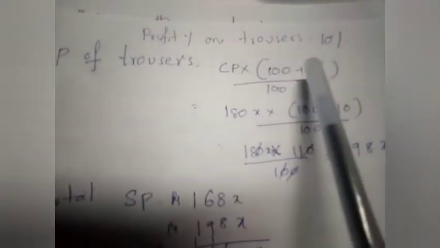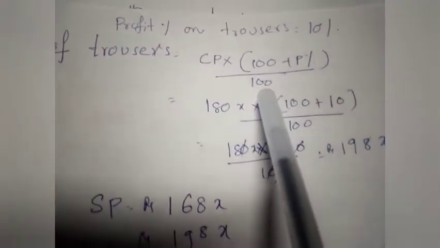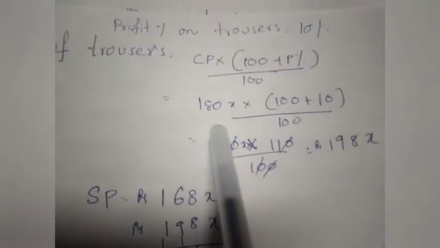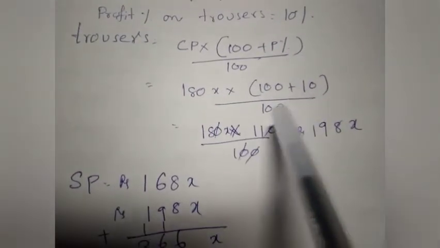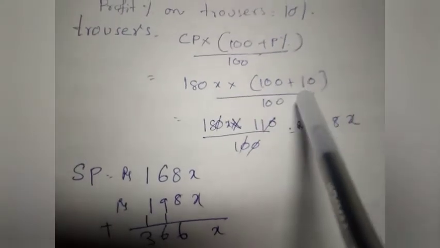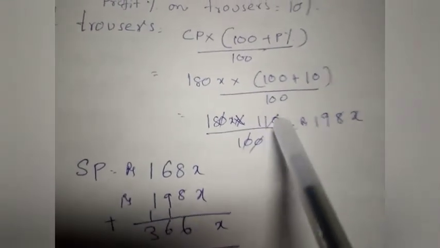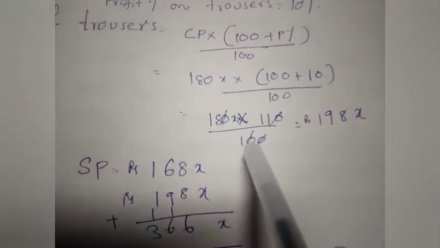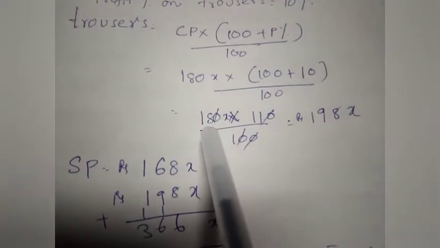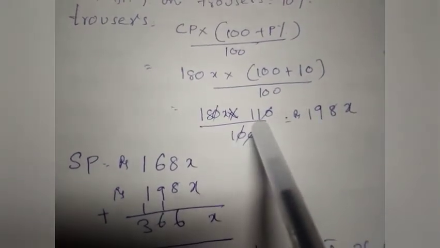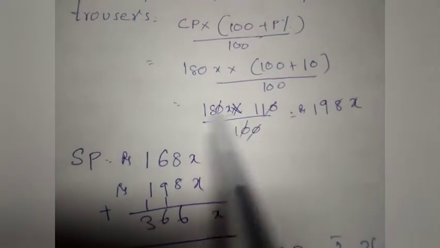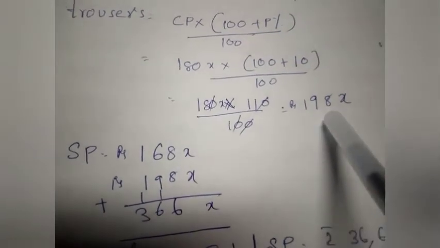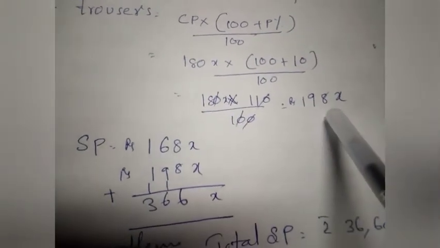Next, profit on trousers is equal to 10%. So SP of trousers is equal to CP into 100 plus profit percent by 100. CP of trousers is 180x into 100 plus 10 by 100. 100 plus 10 is equal to 110. So here 0 0, here 0 0. So 18x into 11, 11 8s are 88. 11 1s are 11 plus 8, 19, that is 198x rupees.